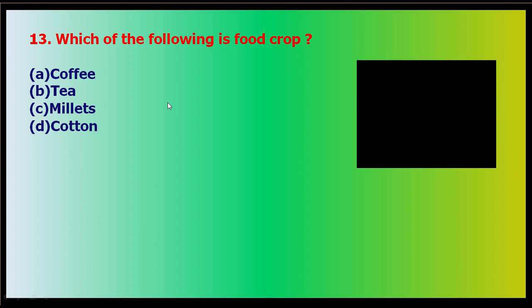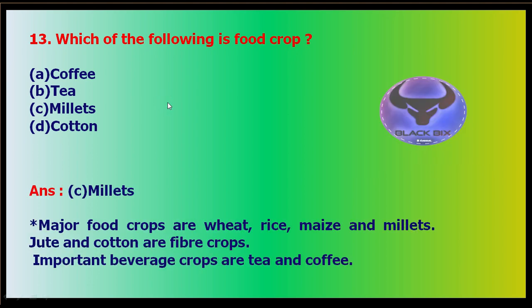So the correct answer is millets. Major food crops are wheat and rice, and other food crops are maize and millets. Jute and cotton are fiber crops, and important beverage crops are tea and coffee. So tea and coffee are beverage crops, jute and cotton are fiber crops, and food crops include wheat, rice, maize, and millets. So here the correct answer is millets is a food crop.